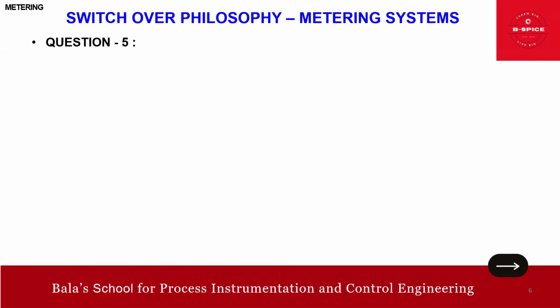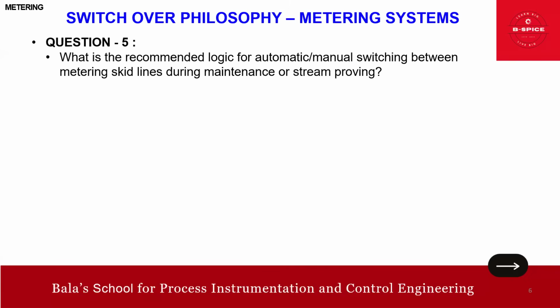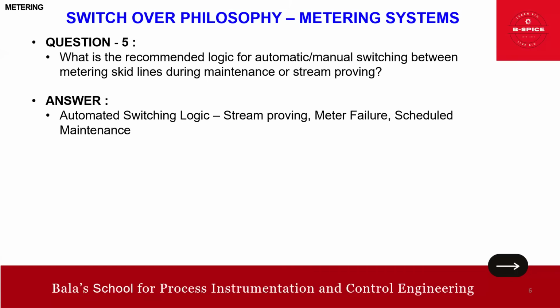So now coming back to question 5. This is on the switching over philosophy of the metering system. So what is the question? What is the recommended logic for automatic or manual switching between metering skid lines during maintenance or stream proving? Okay. Friends, the switchover philosophy between metering systems in custody transfer or fiscal metering is very critical. What for? To ensure uninterrupted operation, accurate measurement and safe maintenance, right?